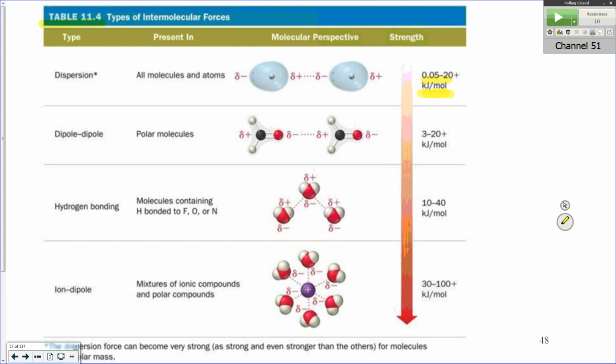If we think about going back to what we talked about in chapter 9 and 10, we talked about bond energies, single bond energies that we talked about.